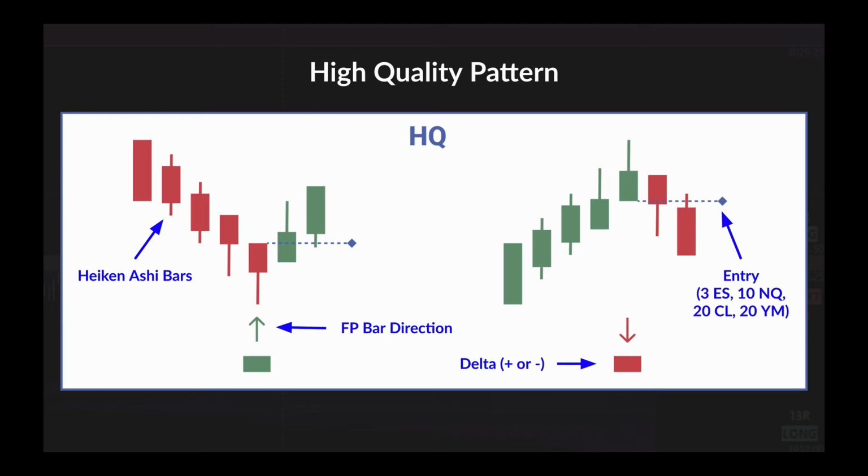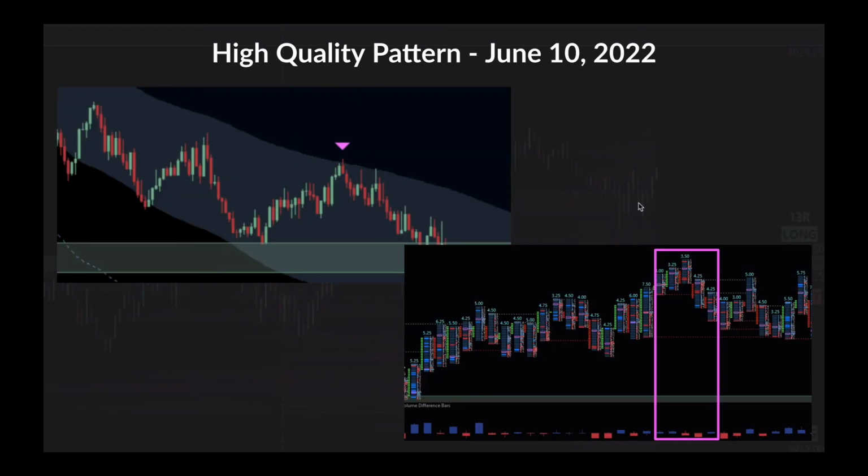My experience with these patterns is they happen in really fast moving markets. So, when things are moving really quick, sometimes it's a little hairy to just place a limit order right below this. But a lot of times when it goes, it goes. Here's an example from June 10th, 2022.